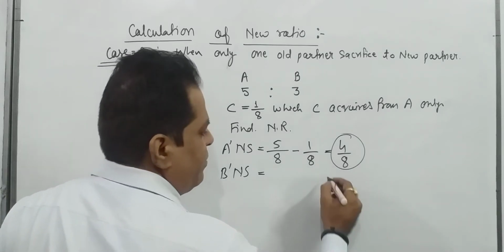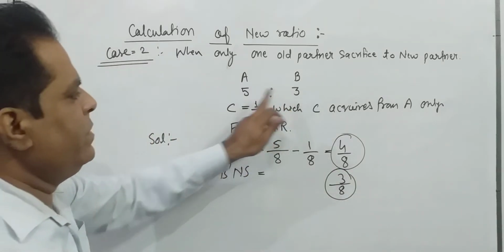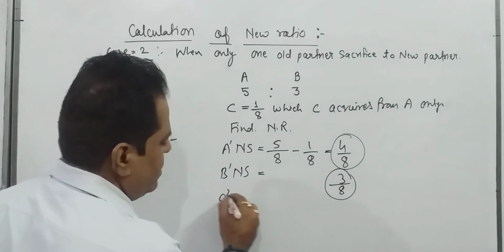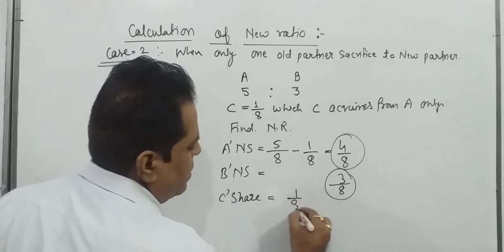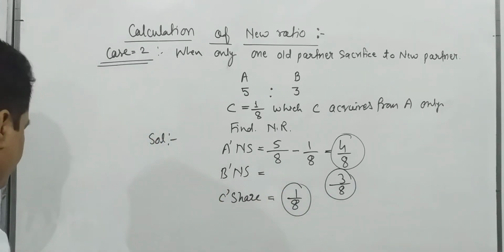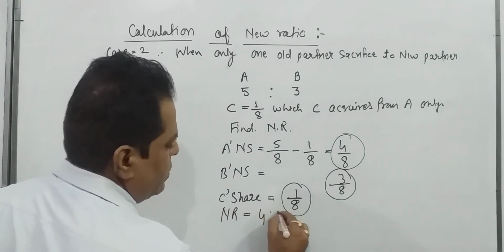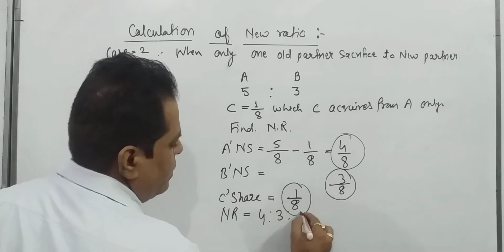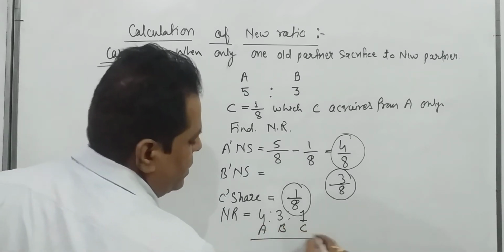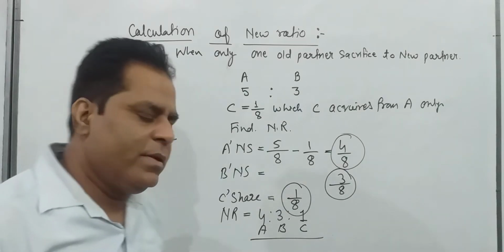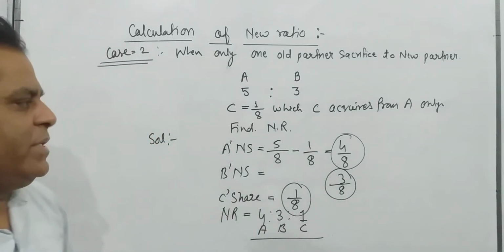So B share will be same, 3 upon 8. Okay, 3 upon 8. And C's share we know, how much? 1 upon 8. So this is the new ratio, 4:3:1 for A, B and C. Okay, clear, understood clearly? This is the condition where only one old partner is sacrificing to new partner.